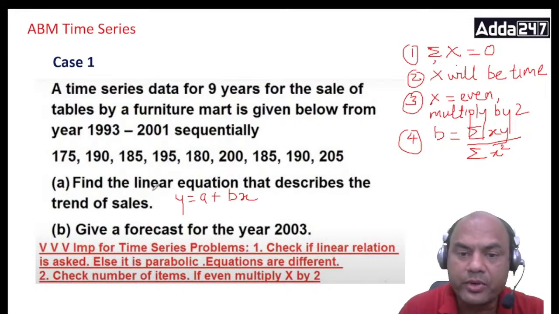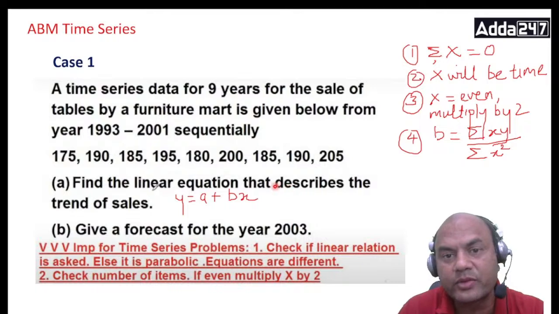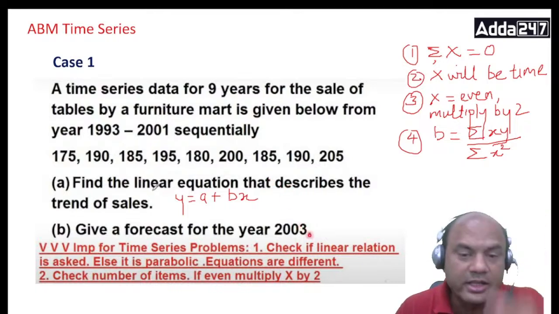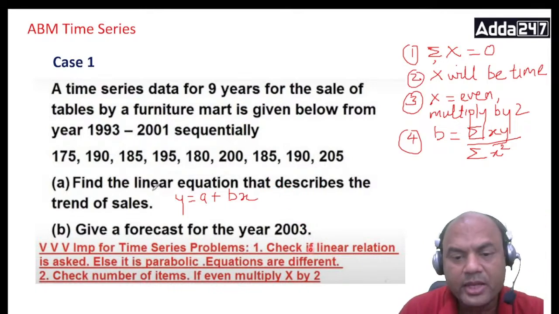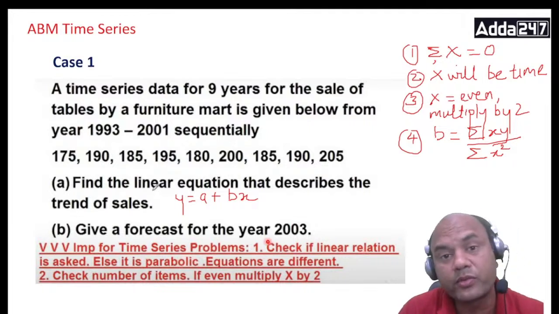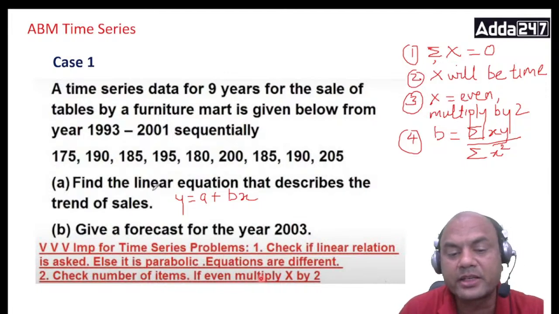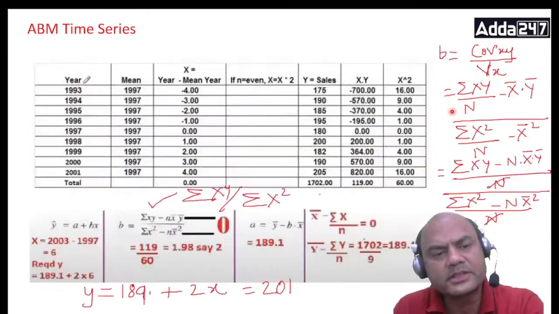So what are the important points? You must remember these 4, and see these 2 highlights I am giving. Check if the linear equation is asked. Always you must focus. Otherwise what happens in the exam, they will ask you a second degree equation and you will only focus on the linear equation. Don't do that. Check if the linear equation is asked. If it is parabolic or second degree, you have to focus on that. Thirdly, check the number of items, and if even, then multiply by 2. This I have already stated. So let's start now.